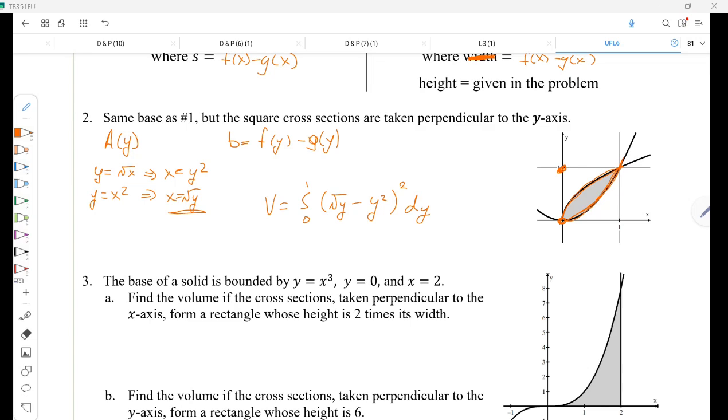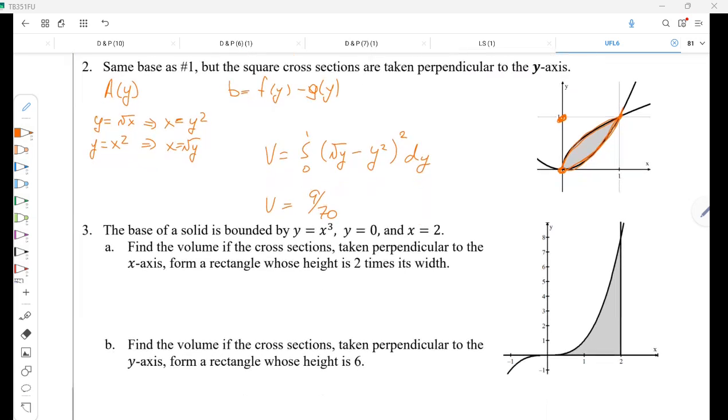That integral is exactly the same integral we did in the previous example, with a variable change. Kind of speaks to the fact that the variable inside an integral is a dummy variable. Its letter means nothing to the actual solving of it. So same answer as we got before, 9/70ths. Cool. All right.